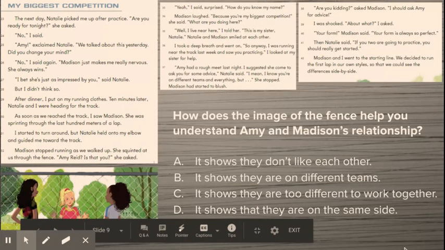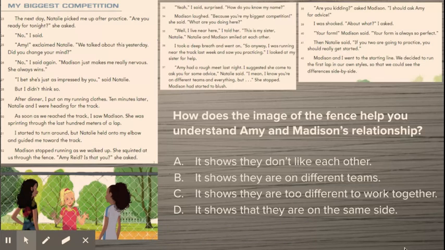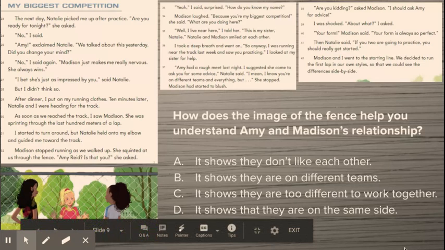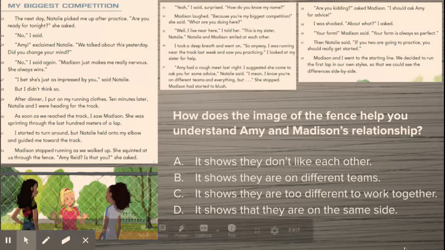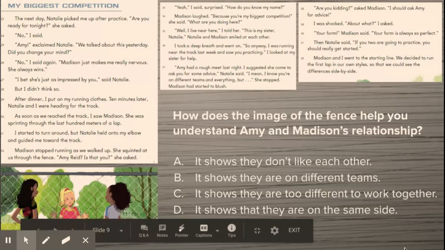All right, next we're going to be focusing on the image of the fence, to help you understand how it helps you to understand Amy and Madison's relationship. So we're going to be looking at not only the words, but the pictures that are on this page.